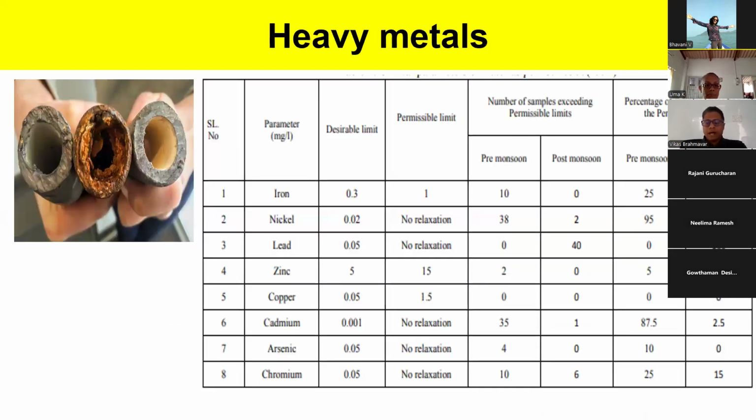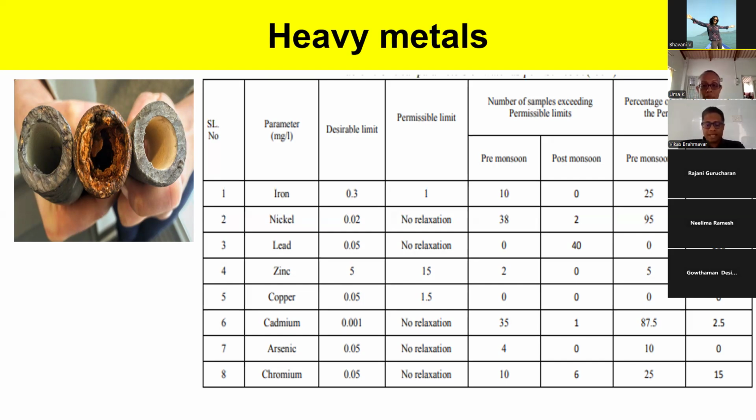Now, apart from these are the heavy metals. In Peenya region, we should be worried about cadmium and nickel. These two issues are there in Peenya region. They took a report of some 40 government buildings and got them tested. If you see pre-monsoon, post-monsoon, most of it had these contaminations. There were two samples with zinc contamination pre-monsoon. In cadmium, pre-monsoon, there were 35 samples which had contamination. So these are government places where they have done the tests.